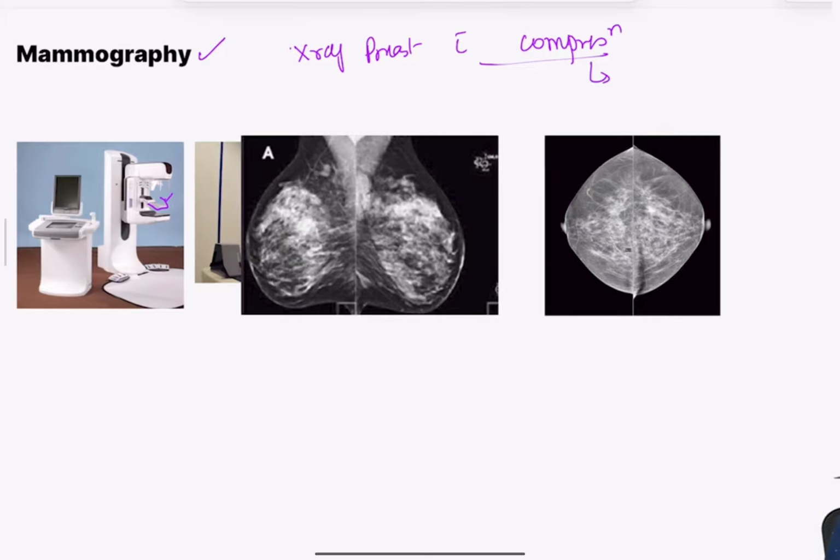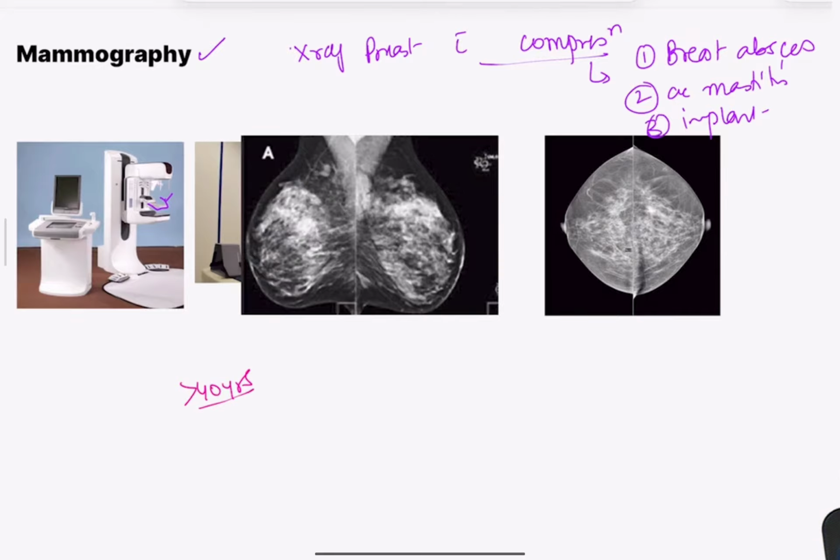So any pathology where we cannot do compression, like breast abscess, like acute painful condition like acute mastitis, like a patient with breast implant, there we will not do mammography, right? And mammography is for breast cancer screening basically in a female who is more than 40 years of age. Why not in a younger female?